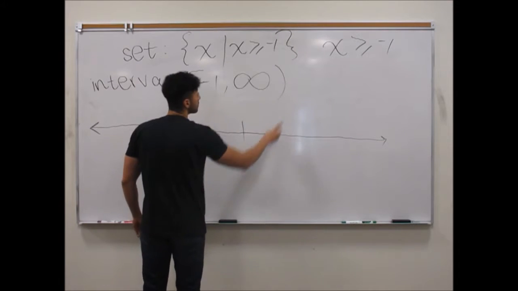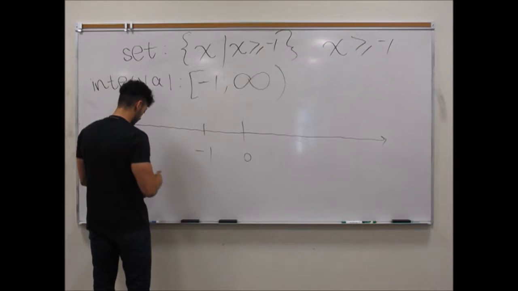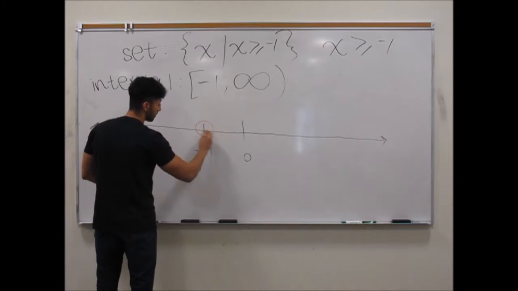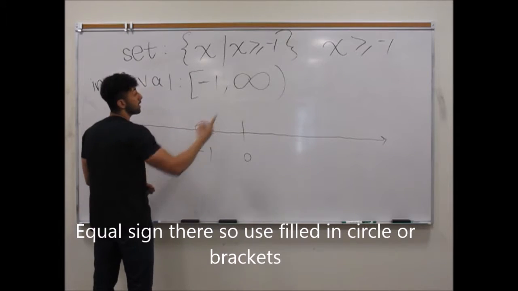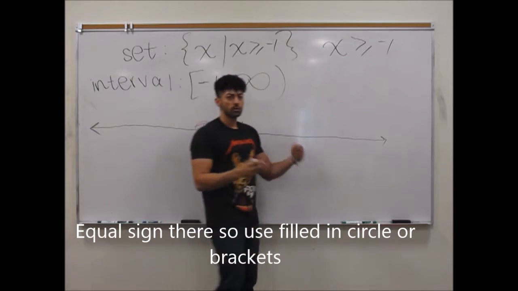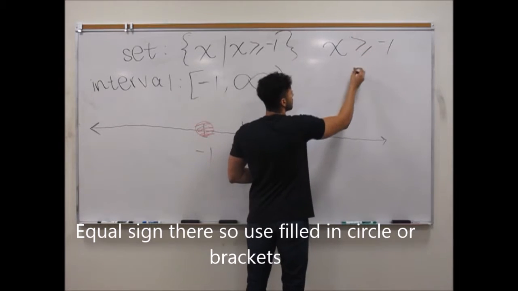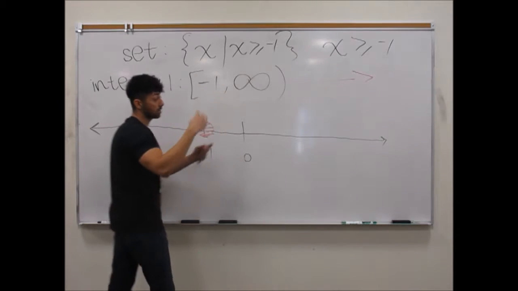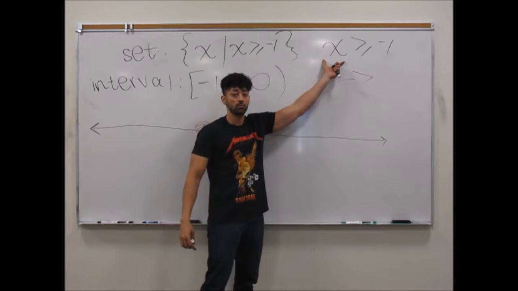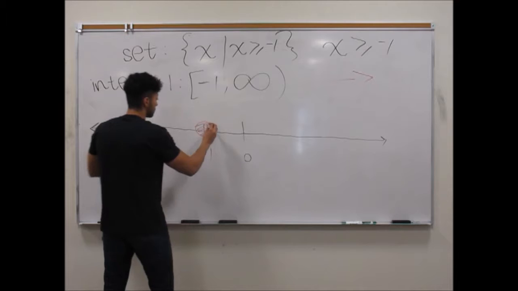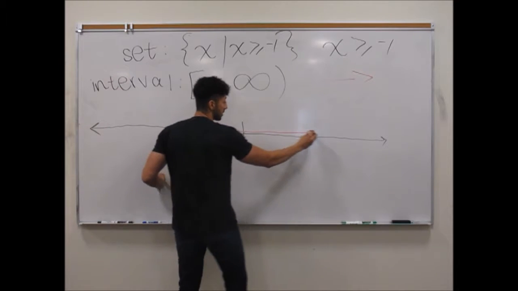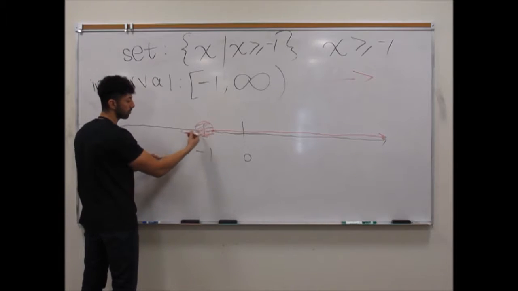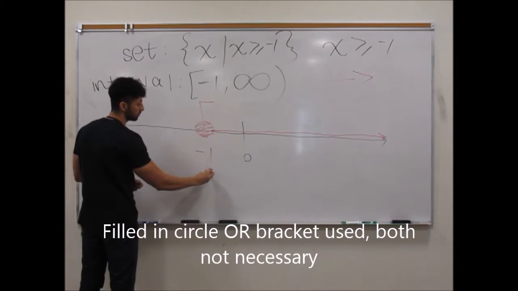We got 0 here, negative 1. We're including our answer, so the circle that we draw is going to get filled in. And if you want to use the arrow trick, this arrow is telling me to go that way. And you can only do this if the variable is on the left, right? So from this point, I'm going to shade everything to the right. Or instead of that filled in circle, I could use a bracket.